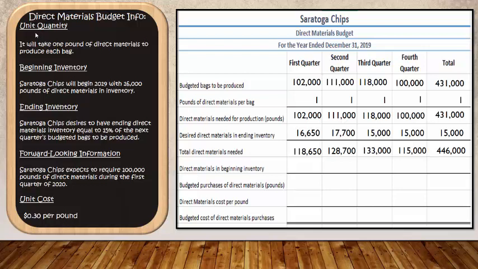Our next line is direct materials in beginning inventory. For the first quarter, this number is given in our information. We know that we have 16,000 pounds of direct materials in inventory. We just fill that in.